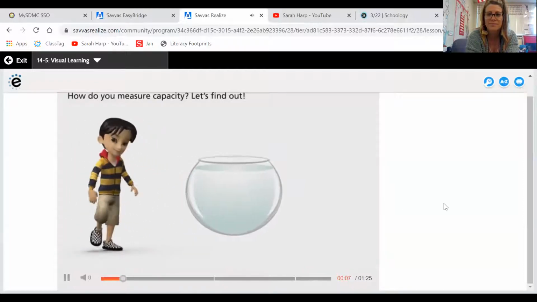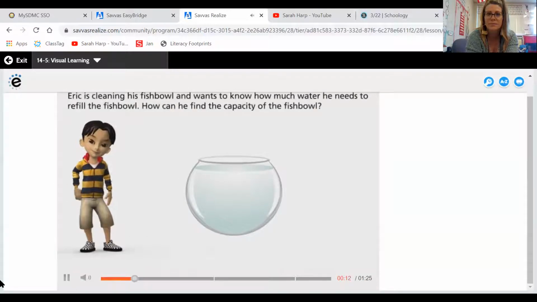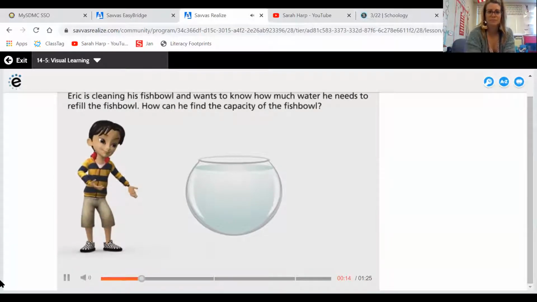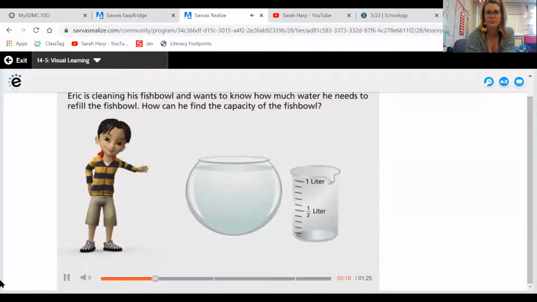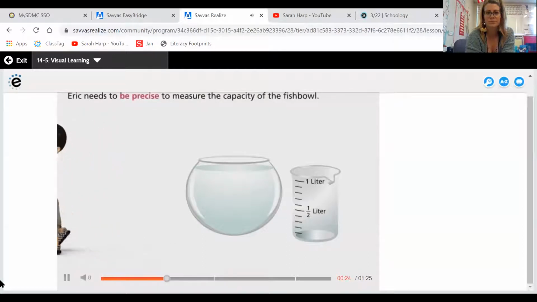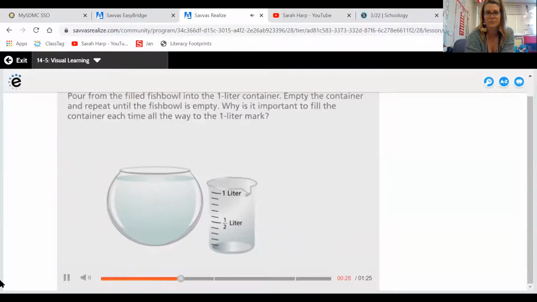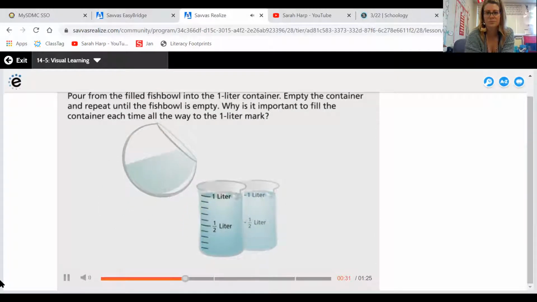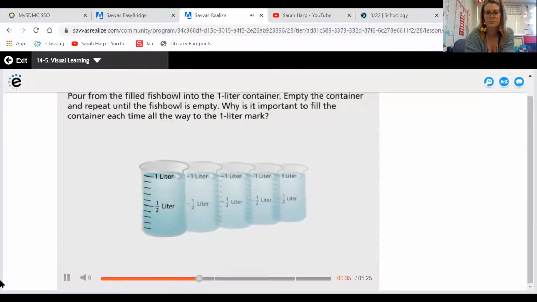How do you measure capacity? Let's find out. Eric is cleaning his fishbowl and wants to know how much water he needs to refill the fishbowl. How can he find the capacity of the fishbowl? Eric needs to be precise to measure the capacity of the fishbowl. Pour from the filled fishbowl into the 1-liter container. Empty the container and repeat until the fishbowl is empty. Why is it important to fill the container each time all the way to the 1-liter mark?